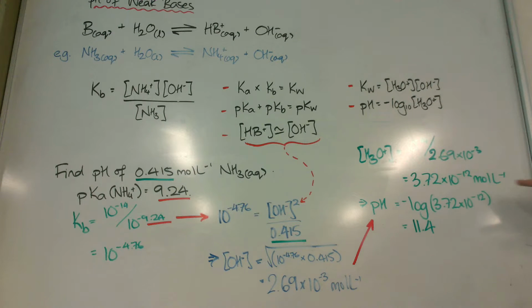This gives me 3.72 times 10 to the negative 12 moles per litre. Again, I did that before you came in, so don't think I'm being magical there. Which is a thing I can work with. Once I know the hydronium ion concentration, I can plug that into this equation to find that my pH is 11.4.